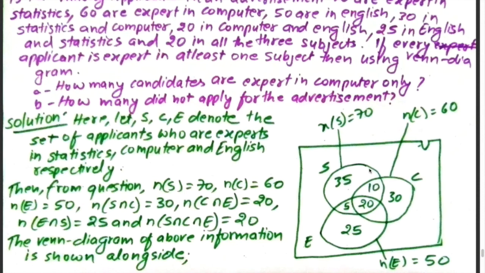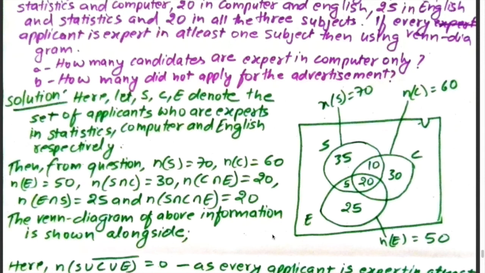Here we have three circles: the first circle is S, the second circle is C, the third circle is E, and the big rectangular box denotes U, the universal set. Here n(S) is 70, n(C) is 60, and n(E) is 50. Also, the intersection of S and C is 10 plus 20. The intersection of C and E, only, is 20. The intersection of E and S is 5 plus 20, but the intersection of S and E only is 5.